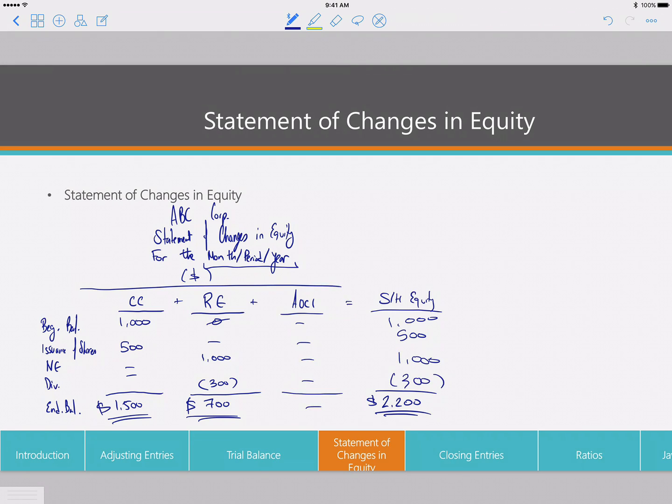So this is basically what it would look like, and you're not usually asked to prepare one on the exam, but it's important to once again understand that equity is the result of changes over the year, either from issuing shares from our contributed capital, or it could be from accumulated profits less dividends, or for some companies that follow IFRS, it could be from your other comprehensive income.